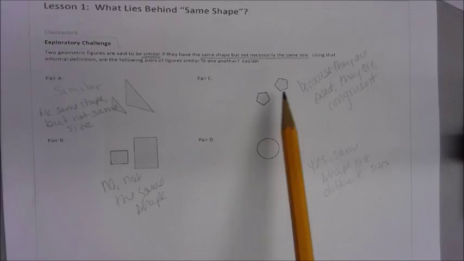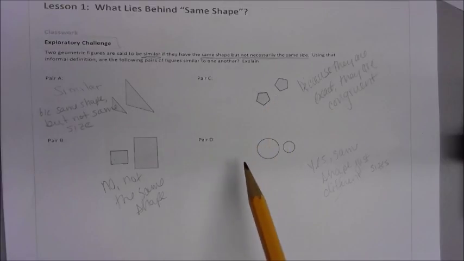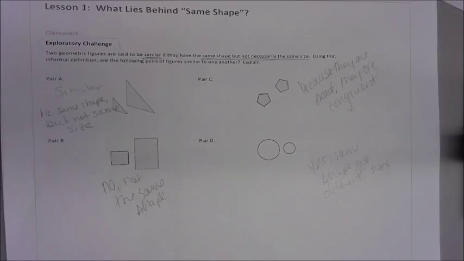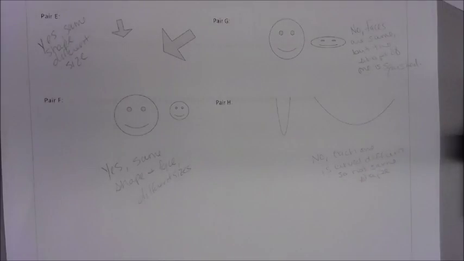They were the exact same shape and size. Pair D, they were the same shape, just a different size, so those were similar. And then here's the answers for E, F, G, and H. It should be similar for pair D, not congruent.